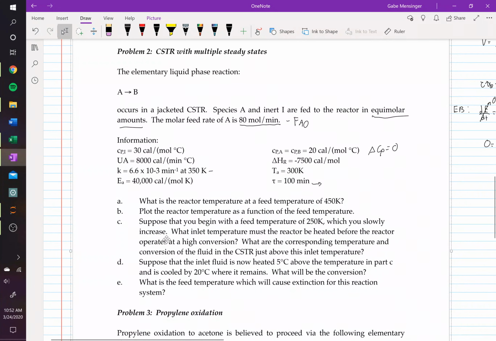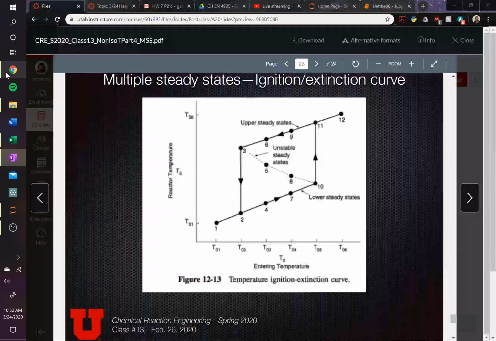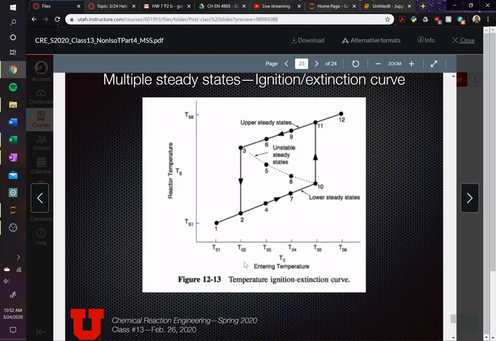All right. For part D, suppose the inlet fluid is now heated 5 degrees above the temperature in part C and is cooled by 20 degrees C where it remains. What will be the conversion? So as I mentioned, in part C, you're essentially looking for the ignition temperature. Let's just pretend like this is our graph. So you found the ignition temperature. Now it said the inlet fluid is heated 5 degrees.